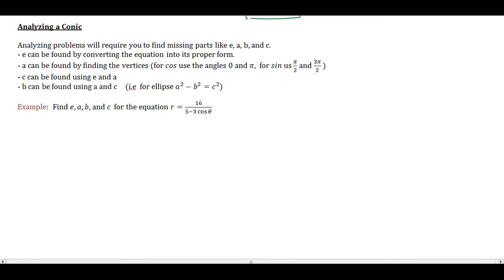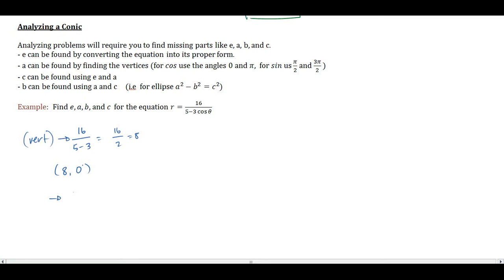So first step, I like to find the vertices. I see this is a cosine problem. So the first thing I might do is find the vertices, and if I'm going to do that, it's a cosine problem, so I'm going to plug in 0. So I'm going to get 16 over 5 minus 3, because cosine of 0 is 1, which is 16 over 2, which is 8. That means there's a vertex at the point 8 comma 0 degrees, because remember, I plugged in 0 degrees. Then I'm going to plug in pi, so that would give me -1.